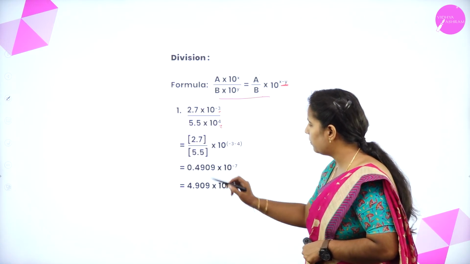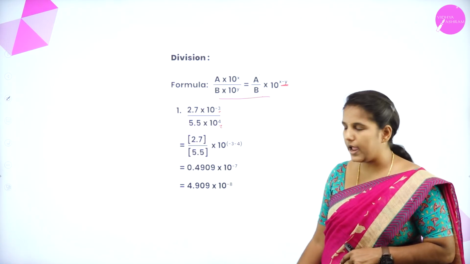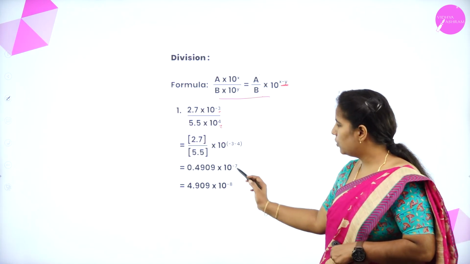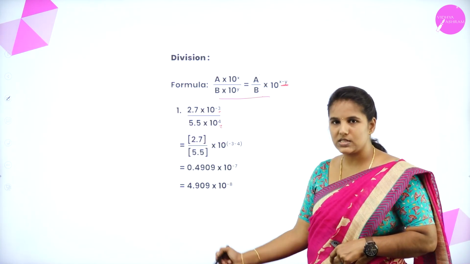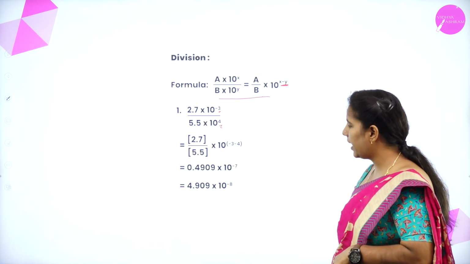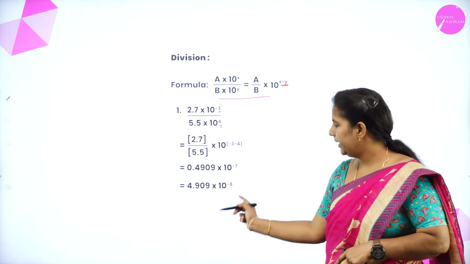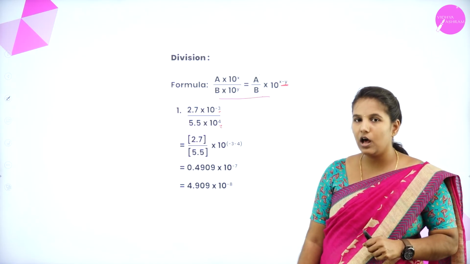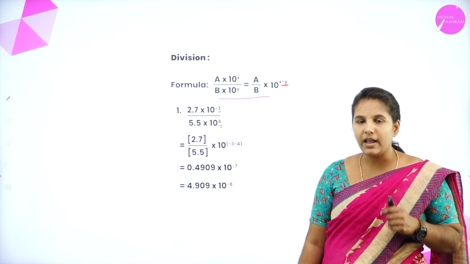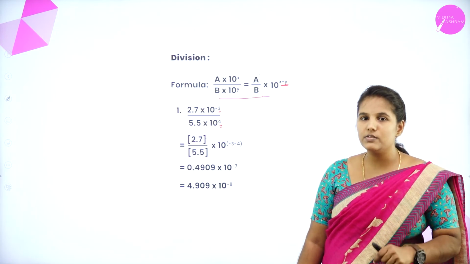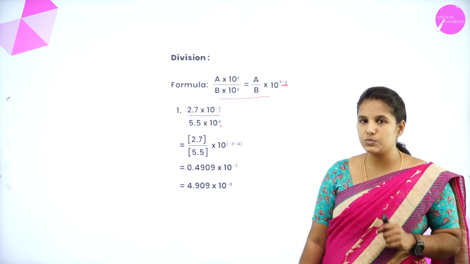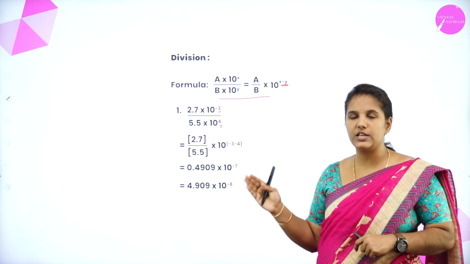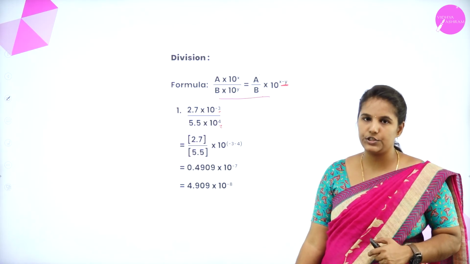It will become 0.4909 into 10 power of minus 7. If you shift the decimal place, it will become 4.909 into 10 power of minus 8. This is how, while doing the mathematical operation, we can use scientific notation, especially for addition, subtraction, multiplication and also division.